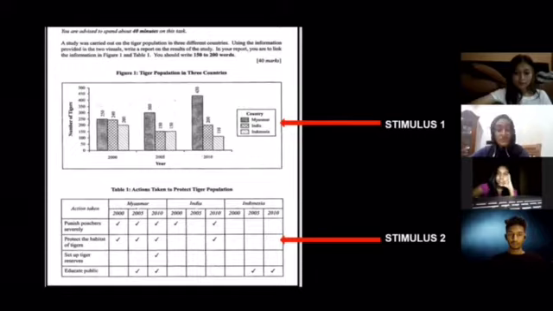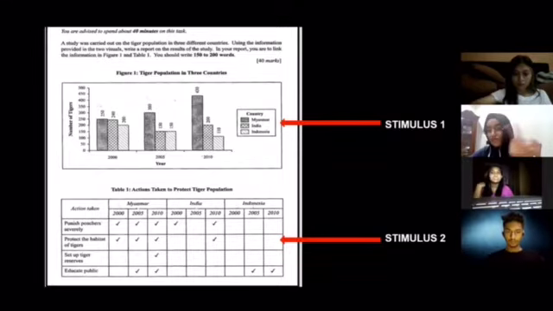The second visual you can see below, table 1, actions taken to protect tiger population. You can see the actions taken, such as punish poachers severely, protect the habitat of tigers, set up tiger reserves, and educate the public. All of these are actions taken by the 3 countries in order to protect tiger populations. You can see for yourself what each country does in order to save the tiger population. So back to the question just now, what exactly is a stimulus? You can clearly see the arrows.